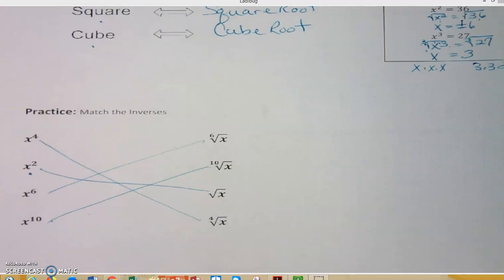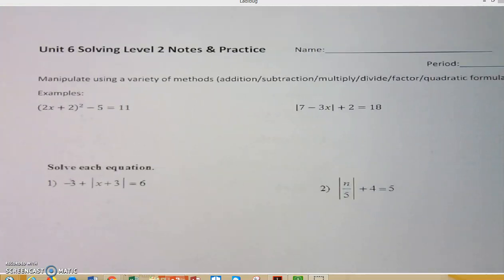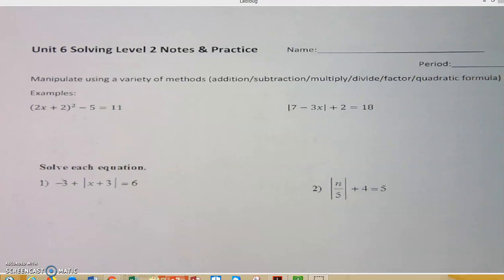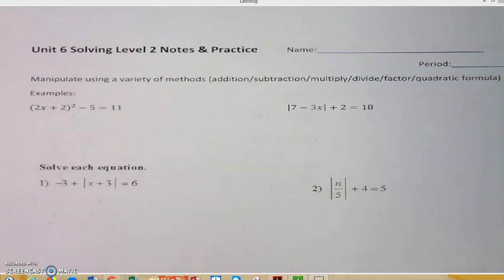This is level 1. If you turn the page over, you have level 2. Unit 6, Solving, Level 2, Notes and Practice. So we're going to manipulate using a variety of methods: addition, subtraction, multiplication, division, square root, and quadratic formula to solve for these equations. I'm only going to do 2, and then the rest of these are your practice problems for you to do. So example number 1.